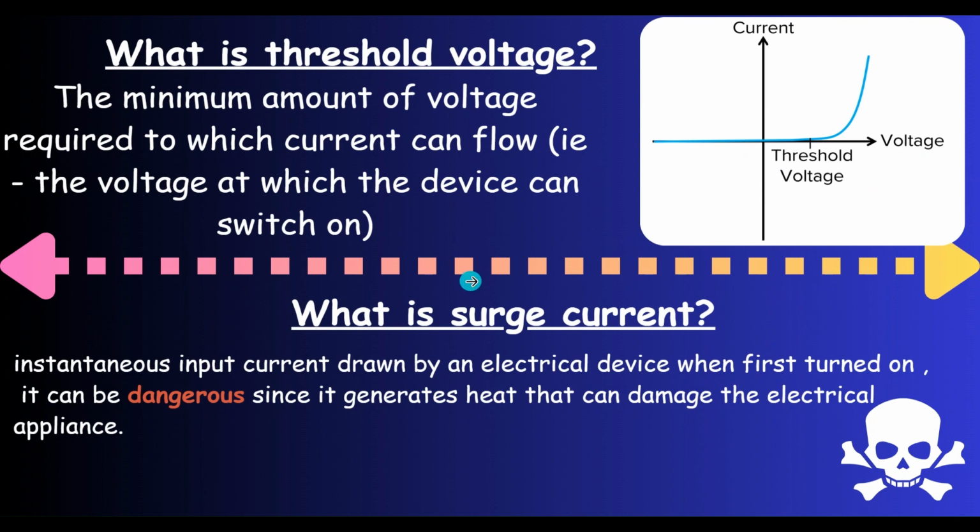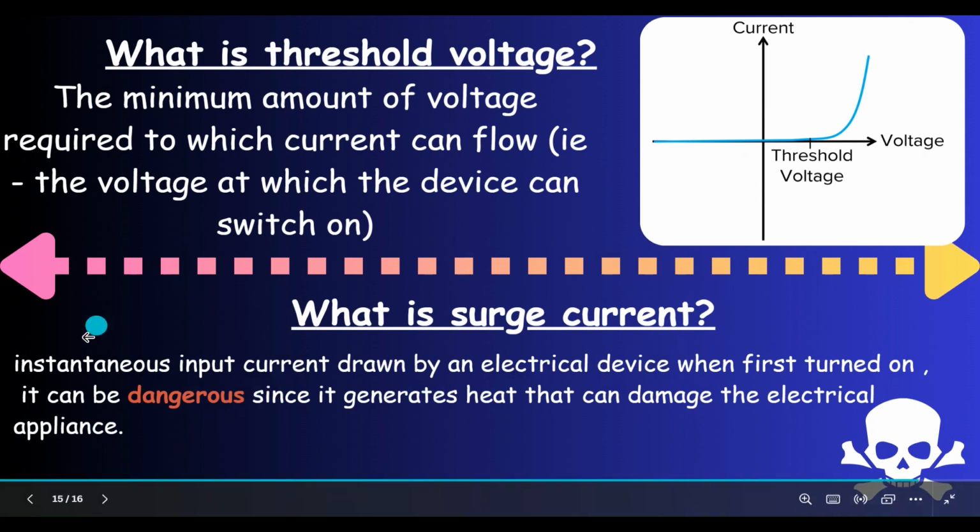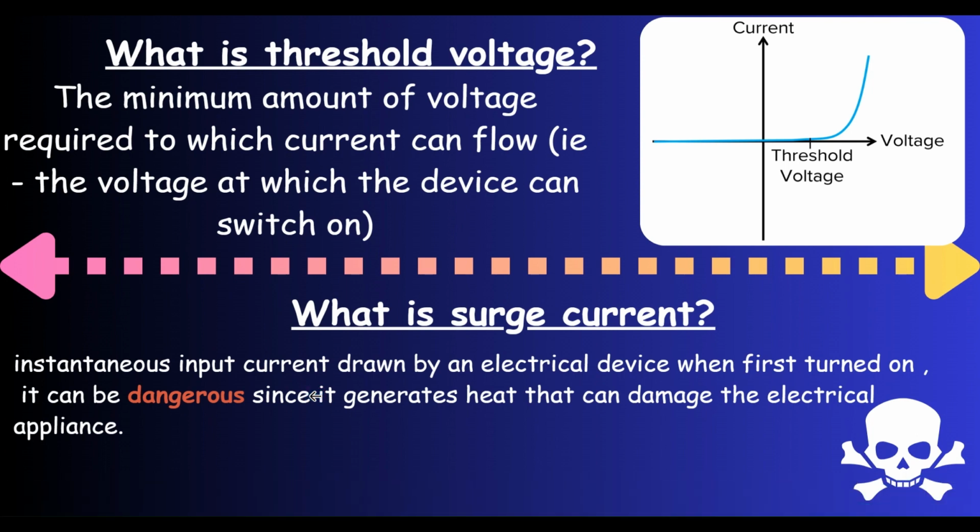But something I haven't spoken about is surge current. Surge current is basically the instantaneous input current drawn by an electrical device when first turned on. So it's basically when you turn an electrical device on and it suddenly draws a large amount of current. And whenever there's a large amount of current, that is very dangerous for us. It generates heat that can damage the electrical appliance. And if we were to get in contact with it, we could also die because very high current is very deadly.